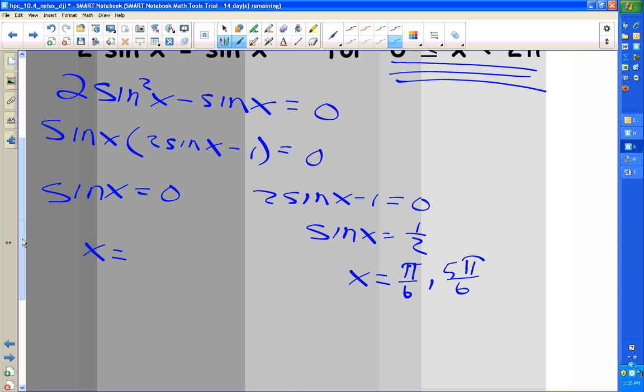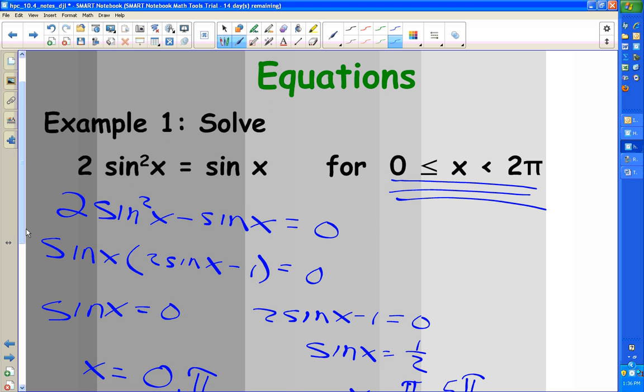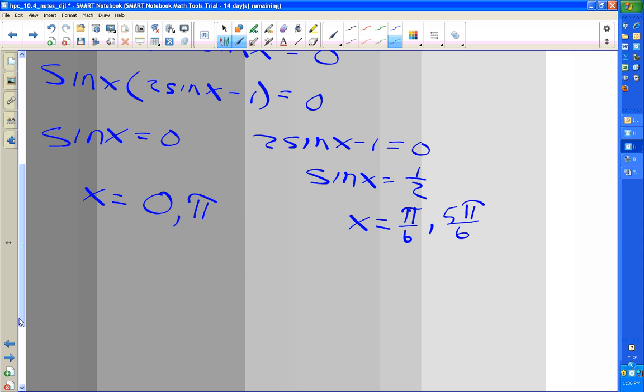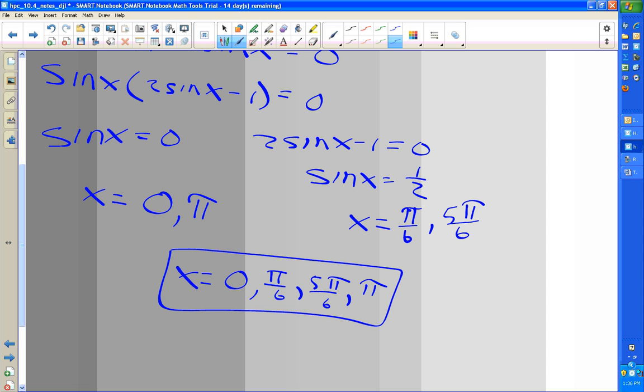So where do you want it to be? 0 and pi? How about 2 pi? Can we have 2 pi? So your solution is going to be x equals 0, pi over 6, 5 pi over 6, pi. No? Good.